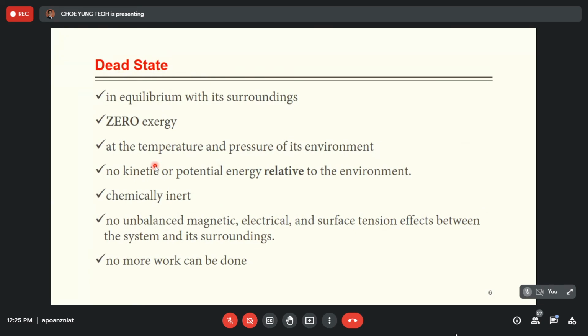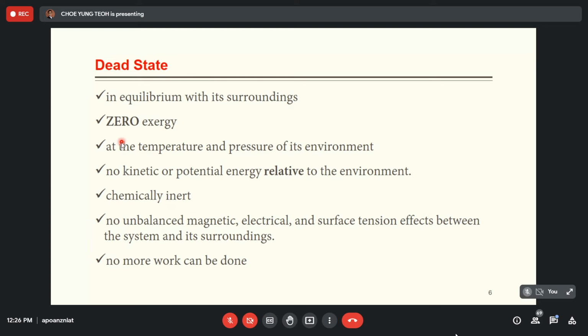Then we talk about the dead state. Dead state means that the state is in equilibrium with the surrounding. The system and the surrounding are at equal temperature, equal pressure, and everything equal, so that you will not be able to have any net energy transfer. For this dead state, we call it zero Exergy. It still has the energy, but it cannot make any transfer because the surrounding also has the same energy as the system.